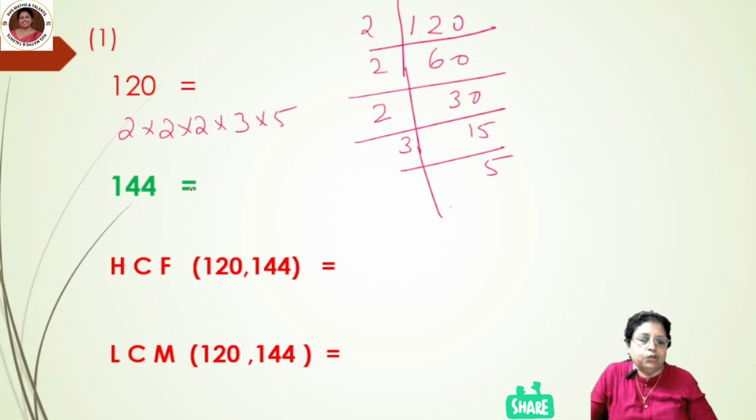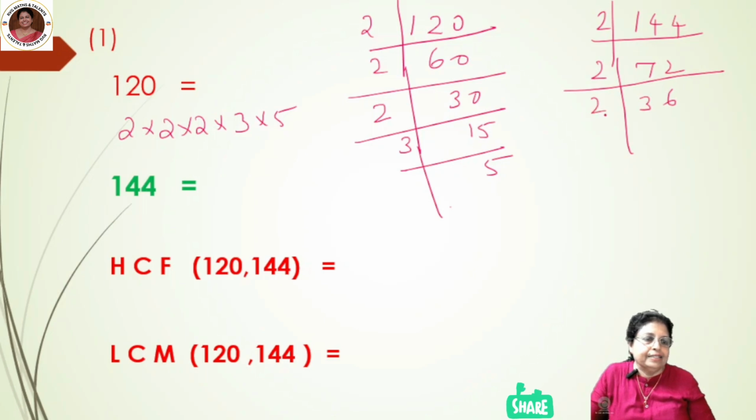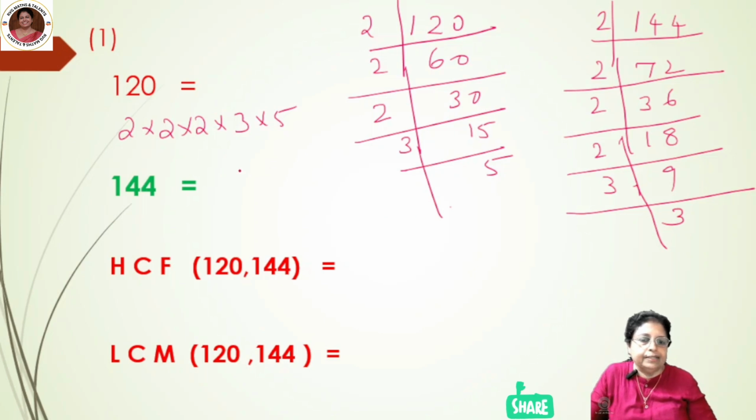What about 144? By the time you have completed, I think. 144 divided by 2 is 72. Then divided by 2, 36. Divided by 2, then it is 18. Divided by 2, you will get 9. Then 3 is a factor. Divided by 3, you will get 3. So this is 2, how many times? 1, 2, 3, 4. 2 raised to 4, times 3 two times, 3 square.